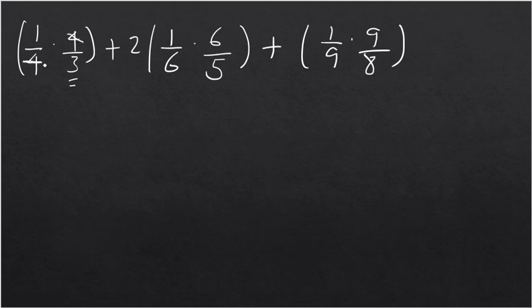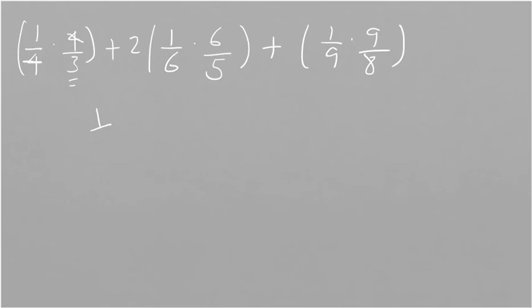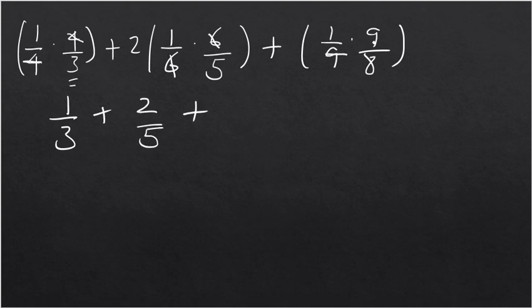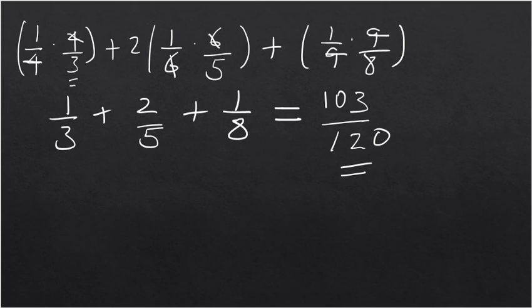We can simplify this one, 4 by 4, then 1 left. 1 over 3 will be left here. It's going to be 1 over 3 here plus, here 6 will be cancelled with 6 and 2 over 5 left, plus here 9 by 9 cancel, it's going to be 1 over 8. So we can add this fraction, and the final answer is going to be 103 over 103.